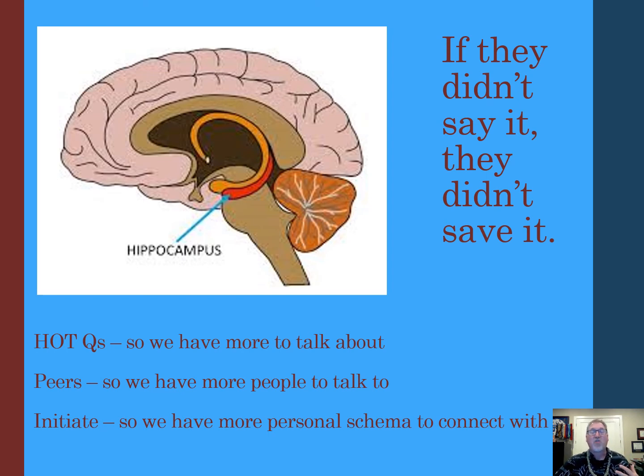We're just asking higher order questions, so there's more places, more things to say about it, more places for it to be stored. And then with peers, we're going to be explaining to peers so that we have more people to talk to. And then we're going to have them initiate their own learning so they have more personal schemas to connect with. So as we talk about our own connections, we have to come up with our own things that we're interested in. We're connecting it to our own schema, which is stored all through our brain as well.